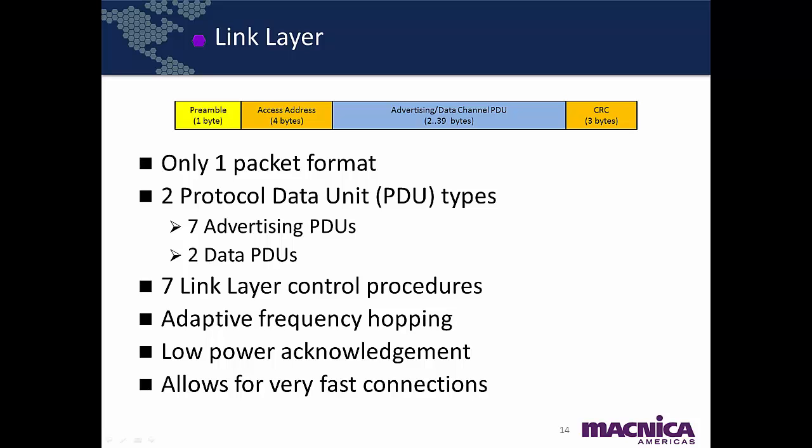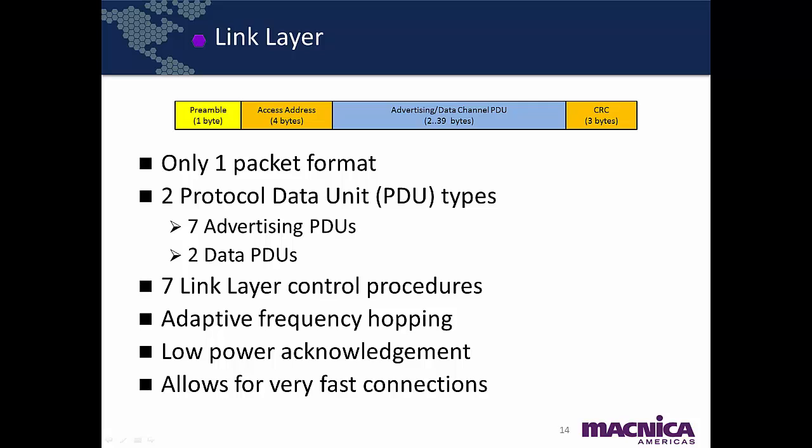The next layer above the physical layer is the link layer. Here is where information is transferred via a packet. In BLE, there is only one packet format as seen here, built up of a preamble, an address, a data unit, and finally a CRC.